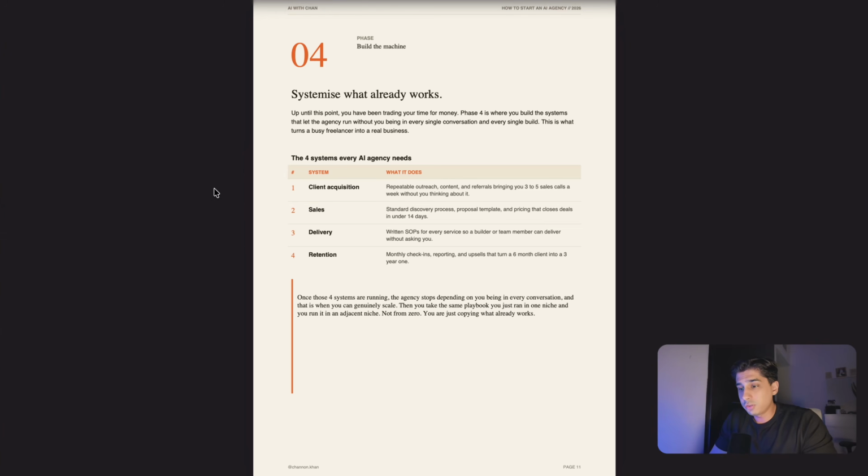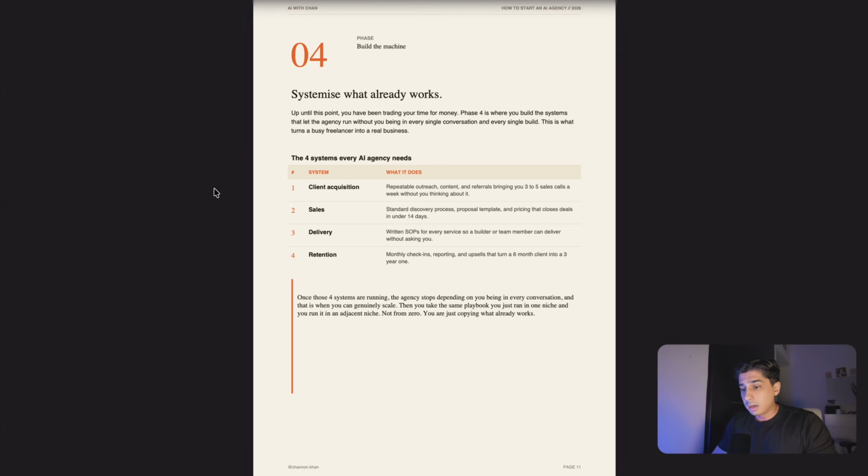Again, up until this point, you've been trading your time for money, right? Phase 4 is where you build the systems and let the agency run without you being in every single conversation, every single build, etc. And this is what turns what would be a busy freelancer into a real business, and you into a business owner, not allowing you to be the bottleneck in that business.